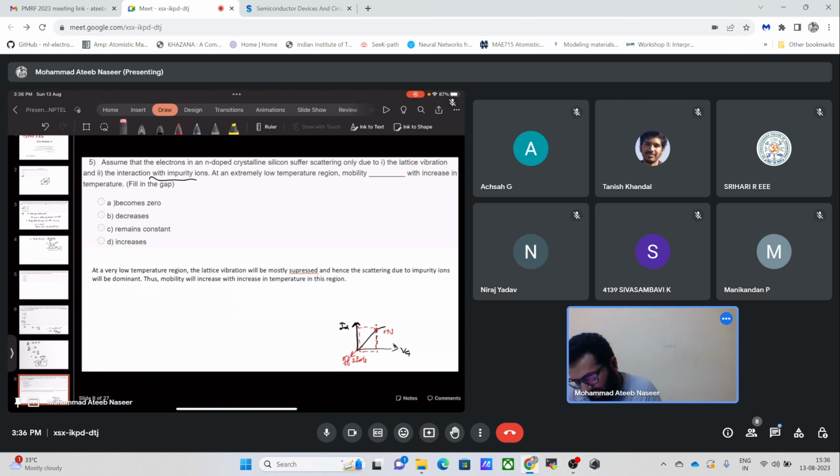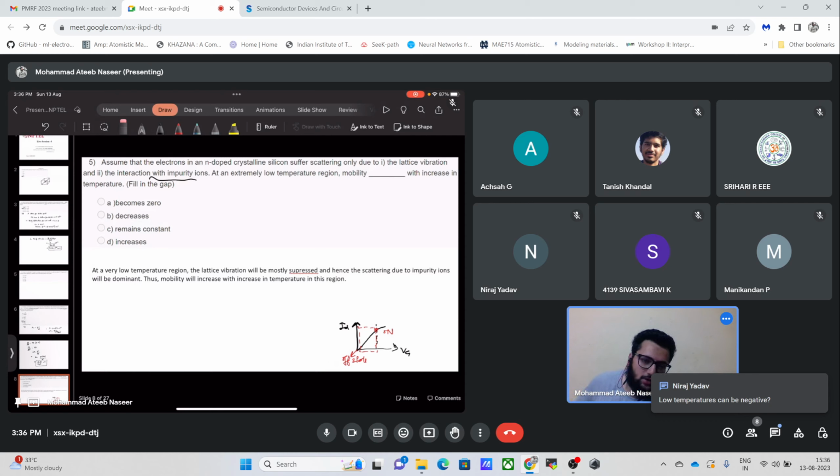At low temperature, the lattice vibrations will be mostly suppressed, and the scattering due to impurity low temperatures can be negative. Oh, what, Matthew? Can you elaborate? I don't understand the concept of this negative temperature. There is nothing like negative temperature.